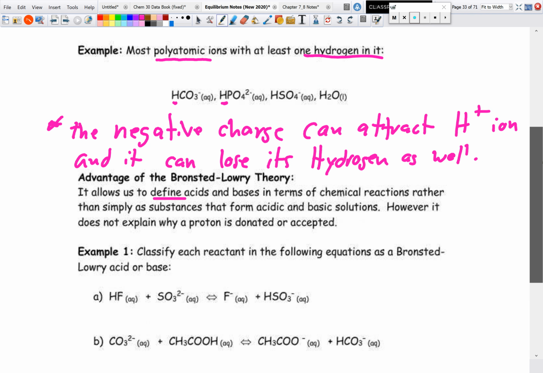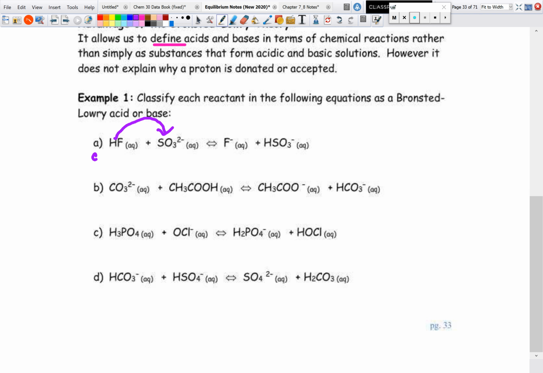So our first little exercise here is looking at equilibrium reactions and identifying the acid and the base. What we're doing is looking at our reactants and products and figuring out where that hydrogen went. For example, notice that we have HF and SO3 minus in our reactants, and in our products we got F minus and HSO3 minus. So we can tell the hydrogen left HF and went here. So there's our acid and there's our base for that reaction.